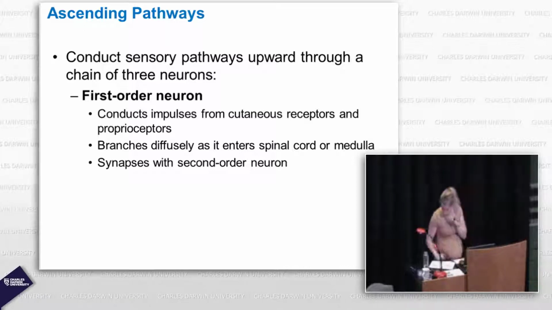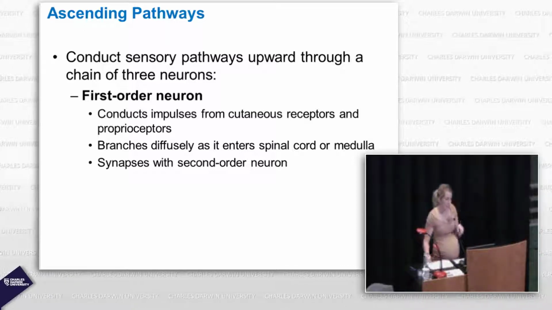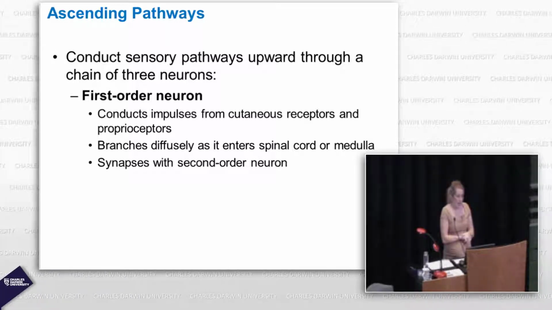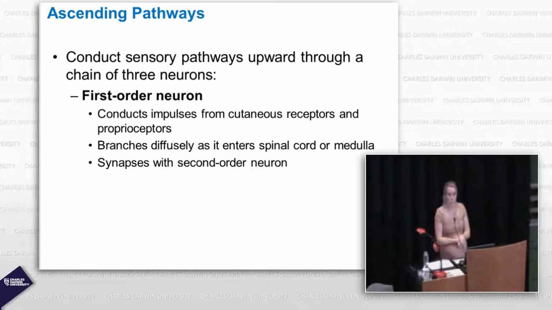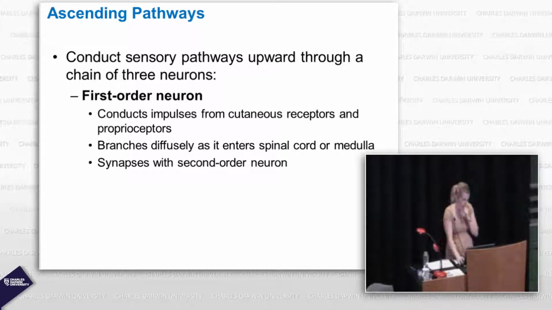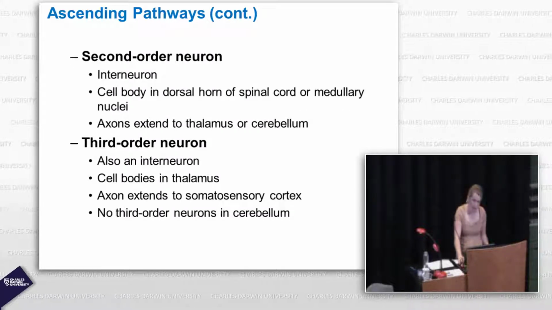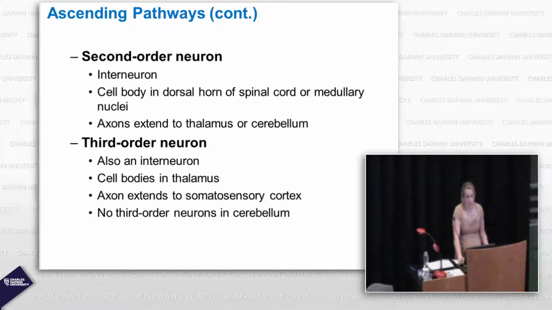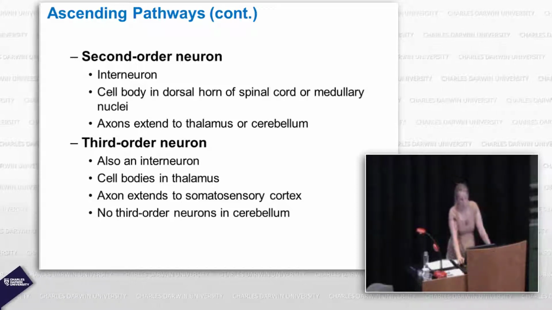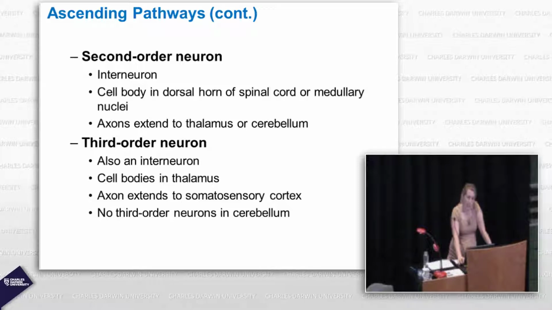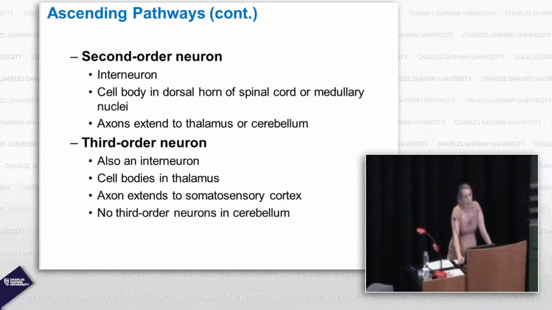And it synapses with the second order neuron in one of two places. The first place that it synapses would be in the dorsal root ganglion, or in the dorsal horn, or in the medulla. So the second order neurons, we've got the cell body either in that dorsal horn of the spinal cord or the medulla nuclei. From there, the second order neuron axons extend into the thalamus or the cerebellum.